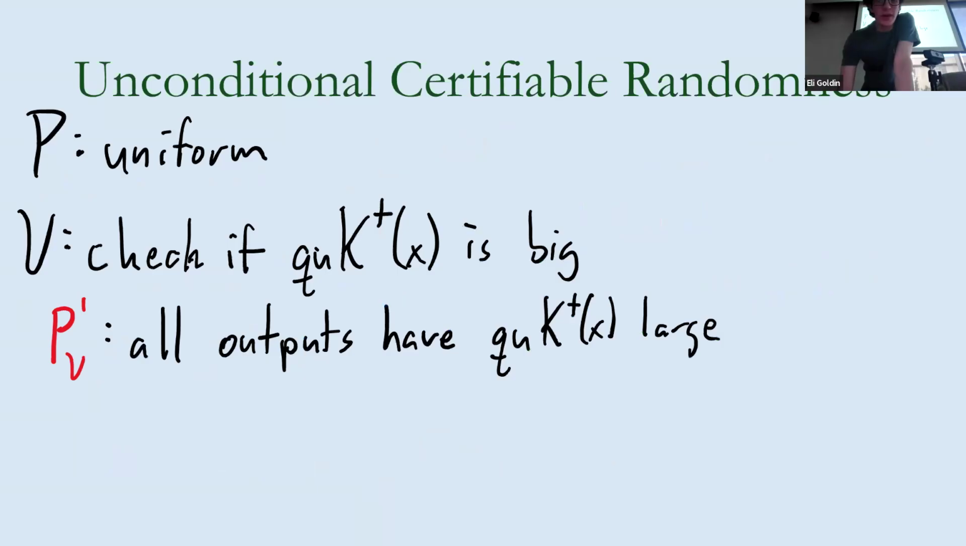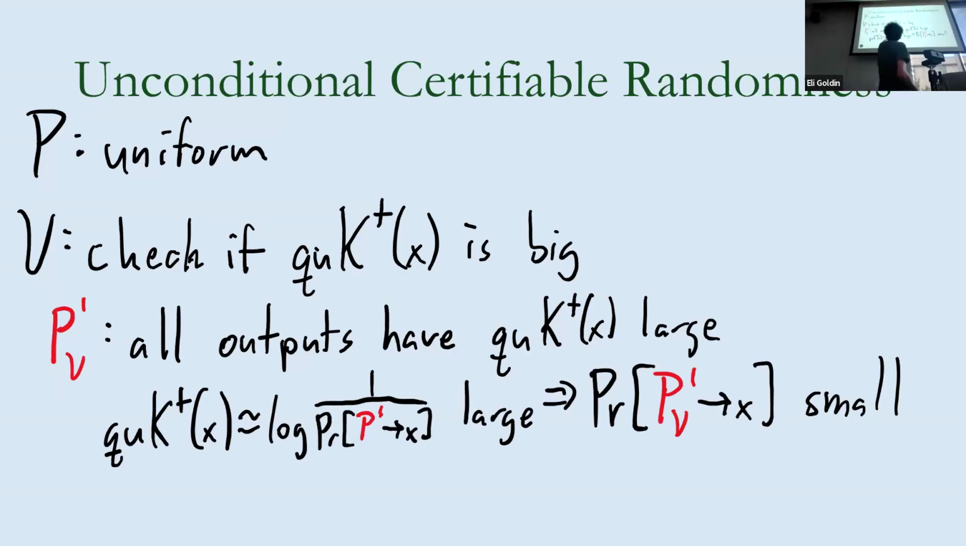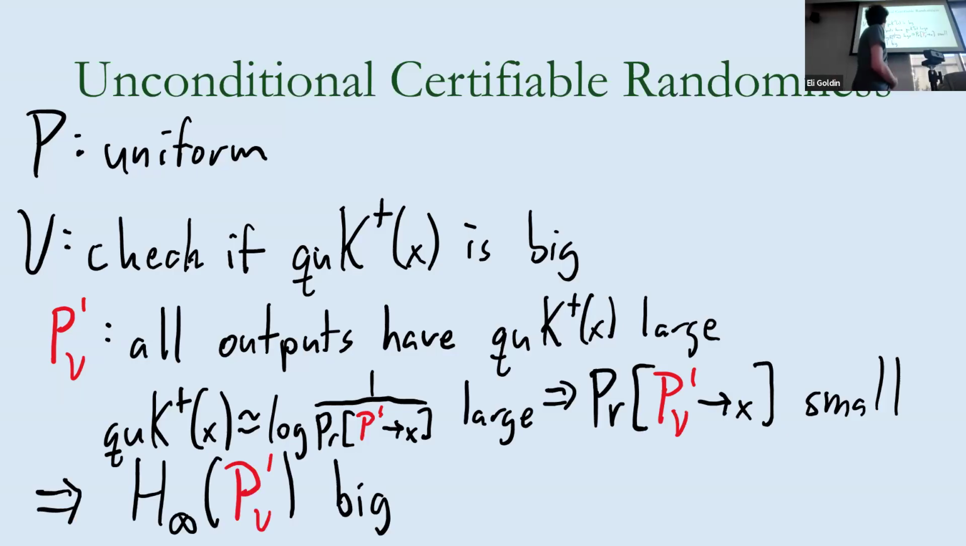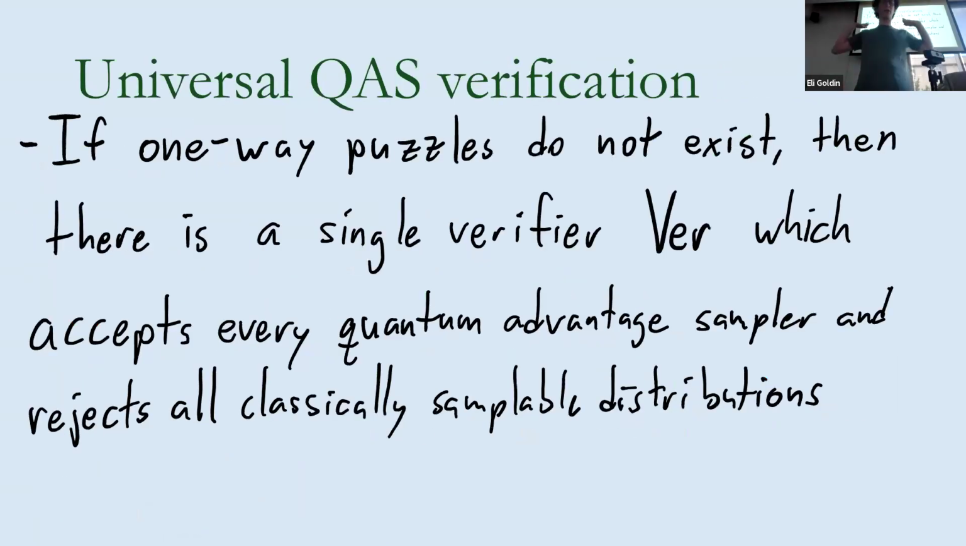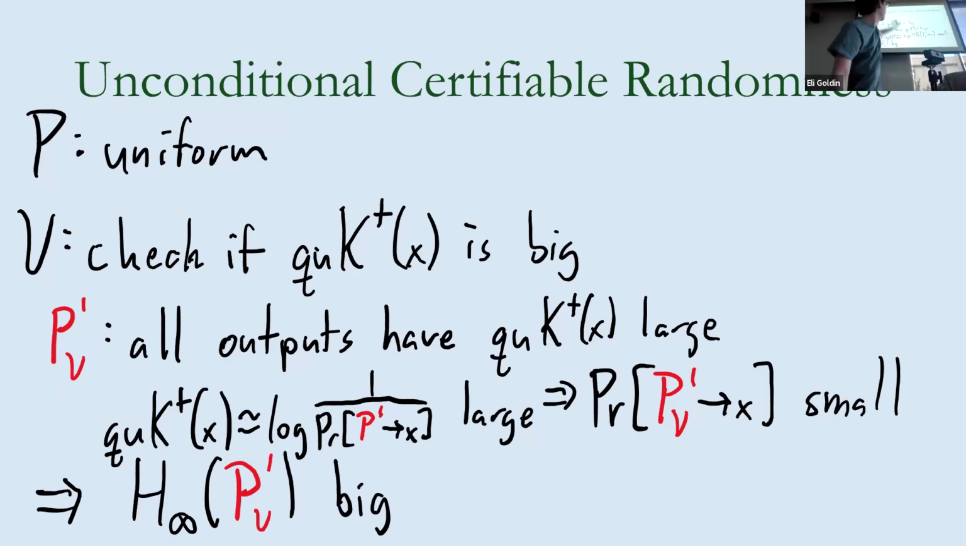I'll give a two-line proof of this statement. Let P prime be any prover. Clearly P prime conditioned on accepting, all outputs in its support must have high quantum Kolmogorov complexity by definition. The quantum Kolmogorov complexity is equal to log of 1 over the probability that P prime outputs X. And so the probability that P prime conditioned on accepting outputs X has to be small, which is exactly the same thing as saying that the min entropy of P prime conditioned on accepting has to be high, since this holds for all X. So we're done. This is the unconditional certifiable randomness protocol with full proof. It's fairly simple.